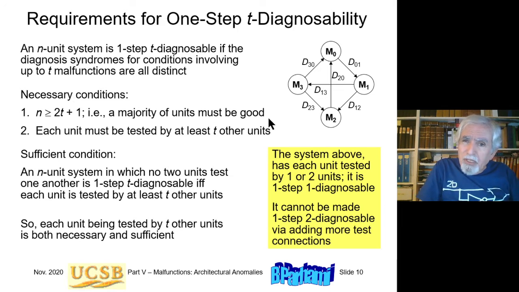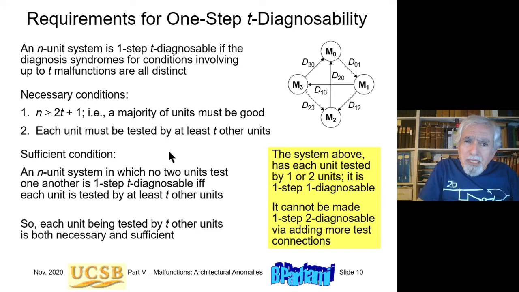Okay, you may have thought that, okay, this was not two diagnosable. Maybe if we add more tests, it becomes two diagnosable. A 4-module system can never become two diagnosable, because a majority of the units must be good. And if 2 units are bad, there are two good units which are not in the majority.